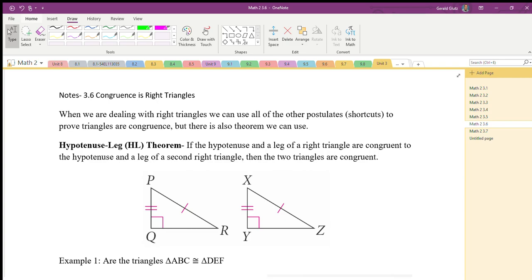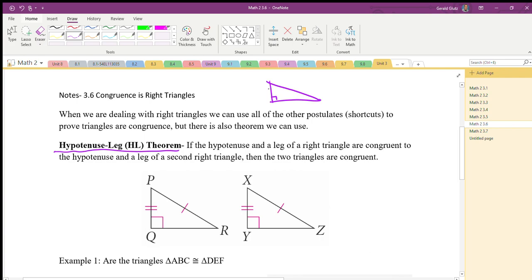All right, so today we're talking about right triangles and how we can prove that right triangles are congruent to each other. So we're going to use something called the hypotenuse leg theorem. In order to use this theorem, it's important to know which side is the hypotenuse and which sides are the legs. So whenever we have a right triangle, that's my right angle.